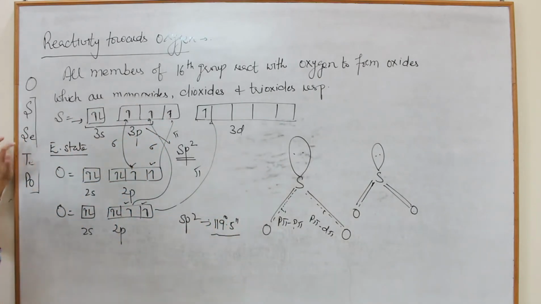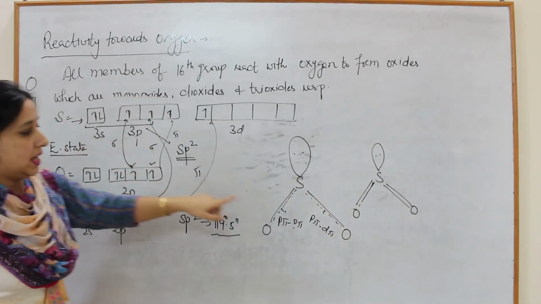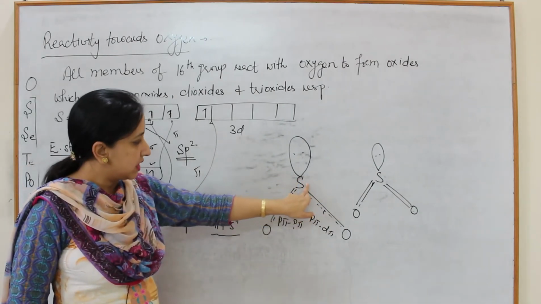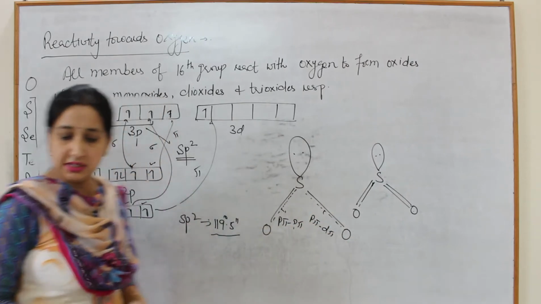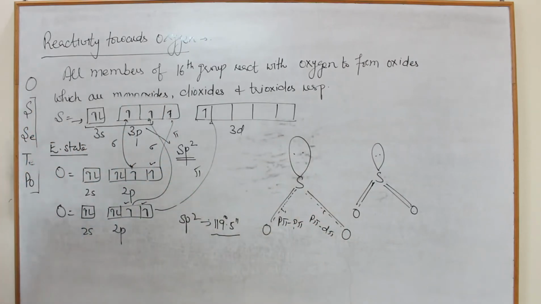So similarly selenium can also form SeO2, but here we have to write Se. So this will be the structure of SeO2. Next is the structure of trioxide.